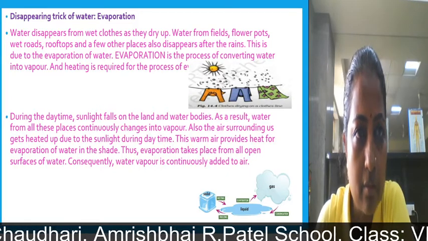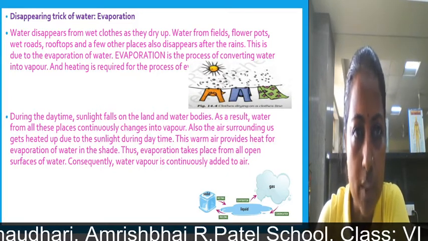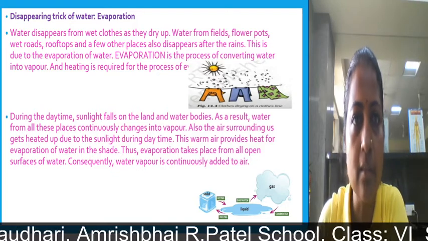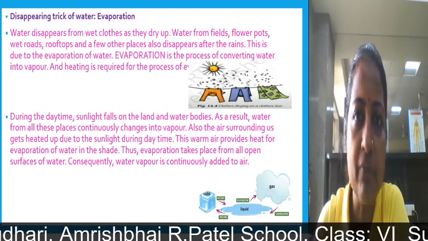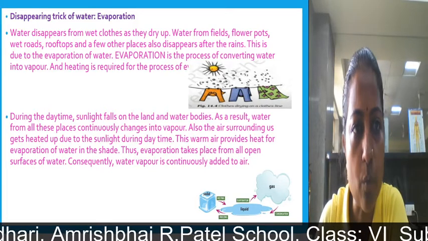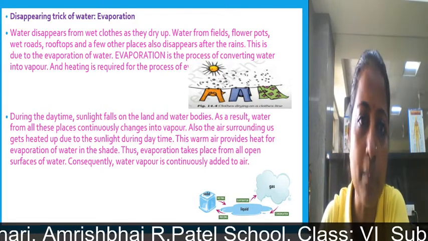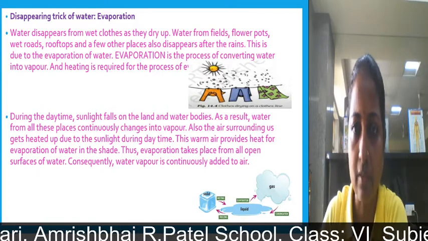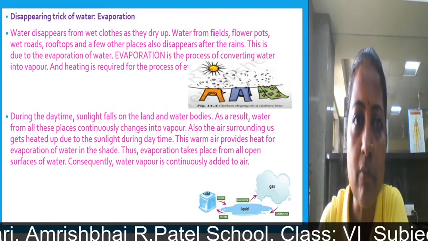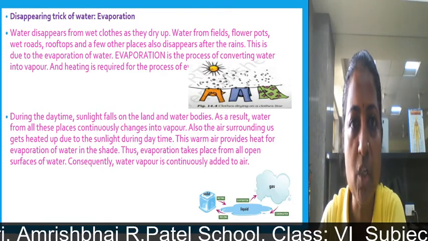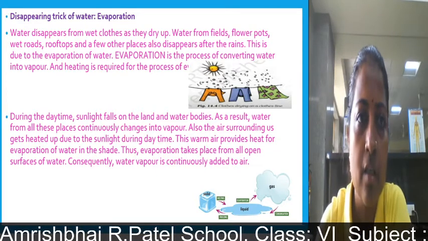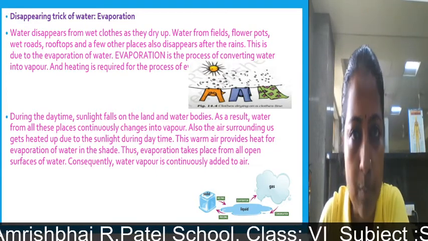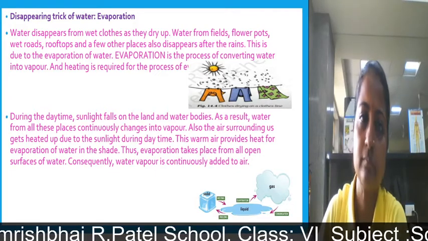So we are keeping the clothes on the cloth line for drying them up quickly. Water from the fields, flower pots, wet roads, rooftops, and a few other places also disappears after the rains. This is due to the evaporation of water. Evaporation is the process of converting water into vapor, and heating is required for this process of evaporation.